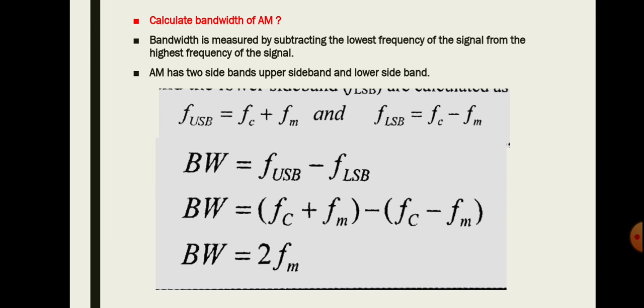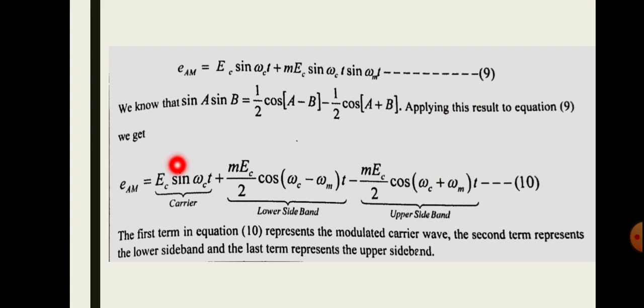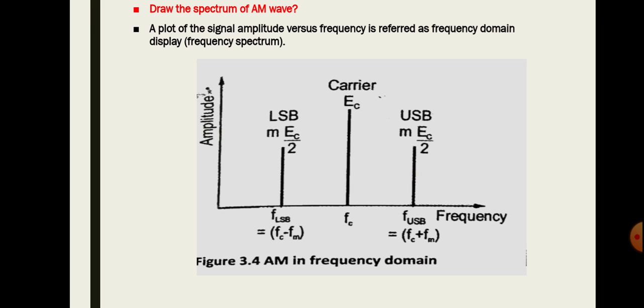Let us look at the equation. See, you have this equation. In this you can see that the carrier has the amplitude Ec. Similarly, the lower sideband has the amplitude mEc by 2, and the upper sideband also has the amplitude mEc by 2. So you can simply write that the carrier frequency has the amplitude Ec, the upper sideband has the amplitude mEc by 2, and the lower sideband has the amplitude mEc by 2. So this is the spectrum for the amplitude modulated wave, and it is a very important thing.